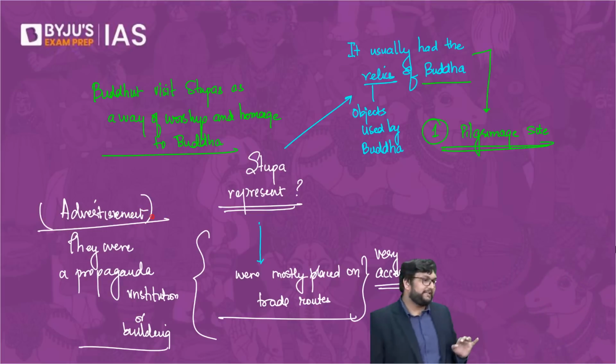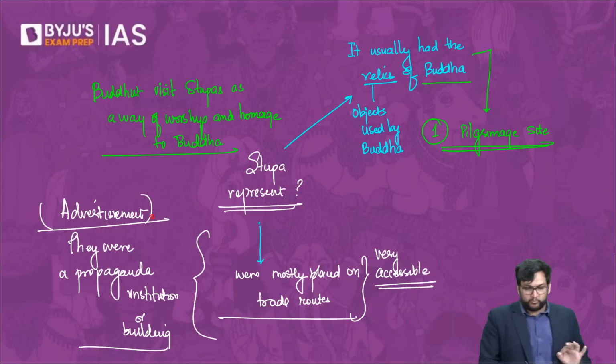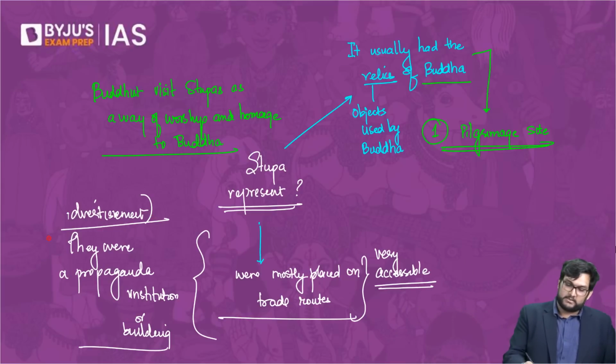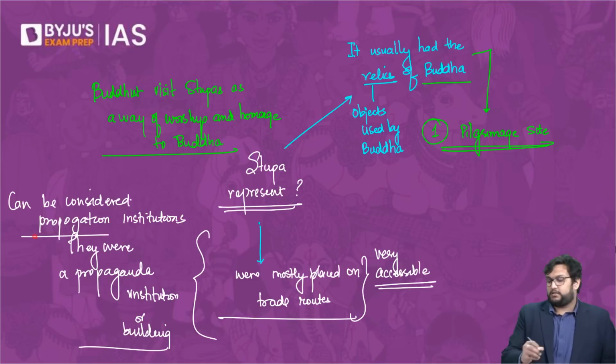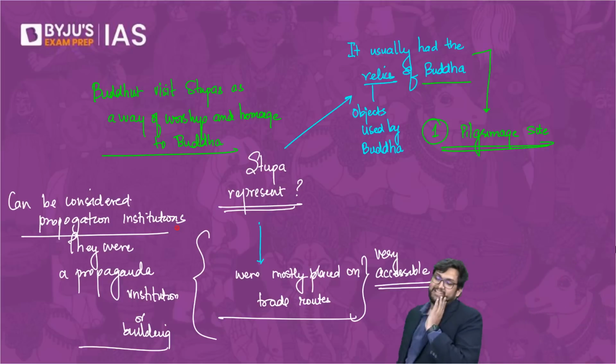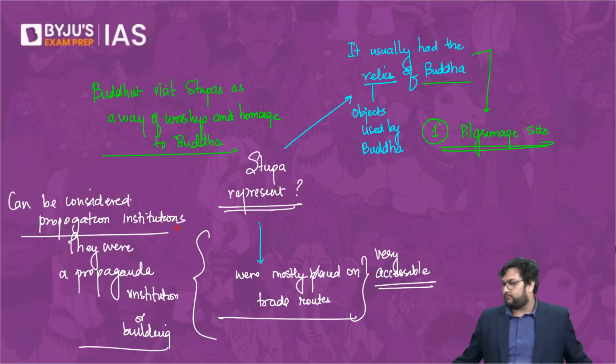Basically, stupas were considered propagation institutions. And this again came in the examination this time, or was taught in the past five years the same way.